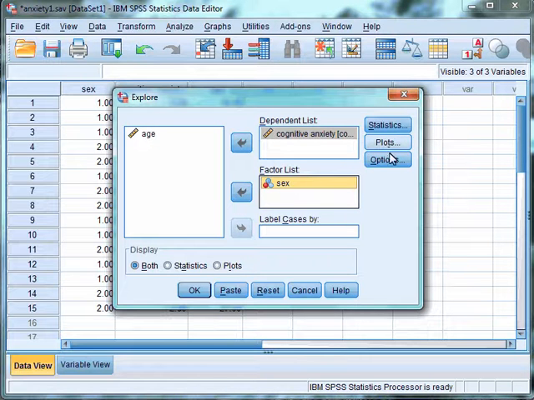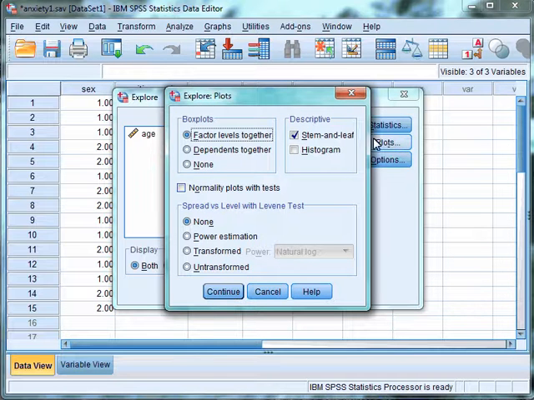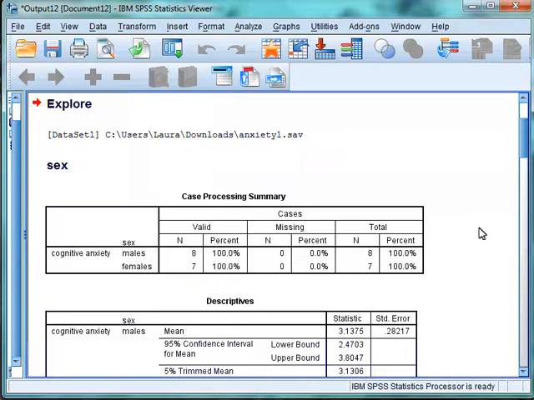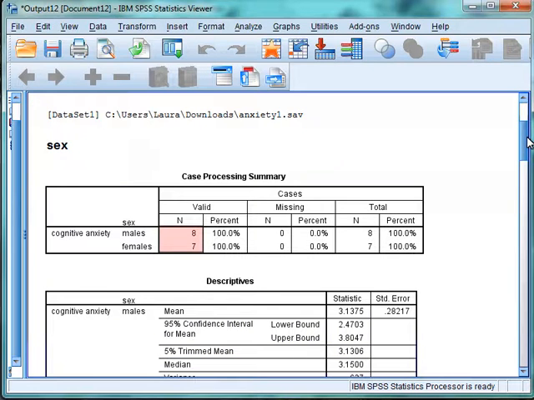Next, we're going to click on the Plots box and then select Normality Plots with Tests. We click Continue and then click OK to run the Explore function. On the output, we can see in the first box that there are 8 males and 7 females in this example. Therefore, we can say that we've satisfied the assumption that the sample sizes of the two groups are not hugely different from each other.